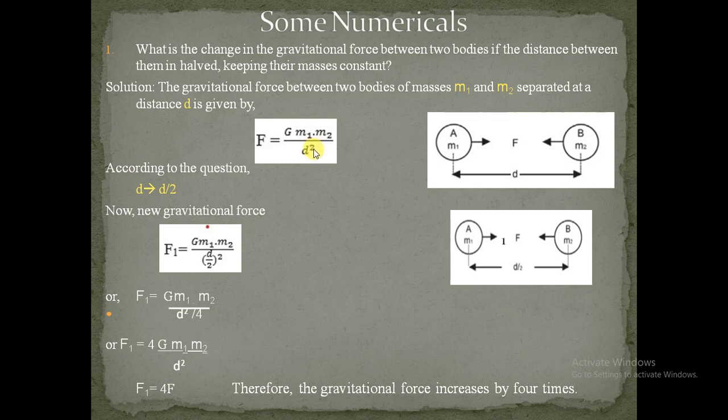If you look here, G m1 m2 upon d square is equal to F. So in place of G m1 m2 upon d square we put capital F. So the new force of gravitation F1 is equal to 4F. It means that the gravitational force increases by 4 times. So if the distance is halved by keeping their masses constant, the gravitational force will increase by 4 times. So this is the first numerical.